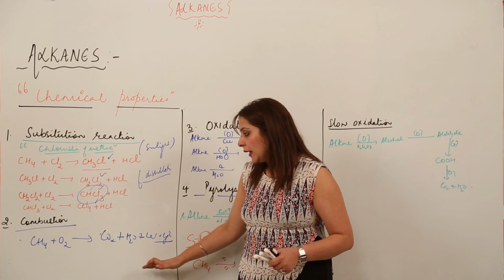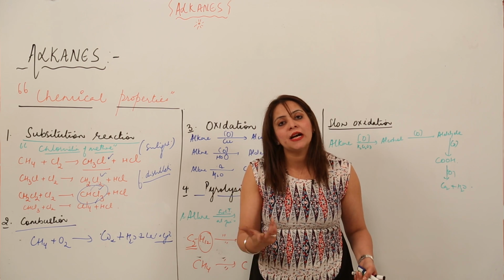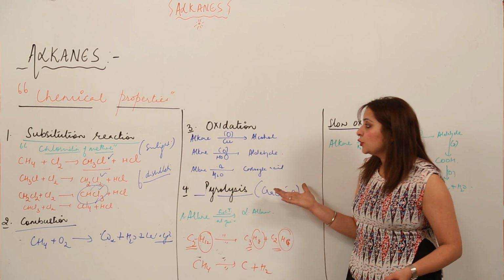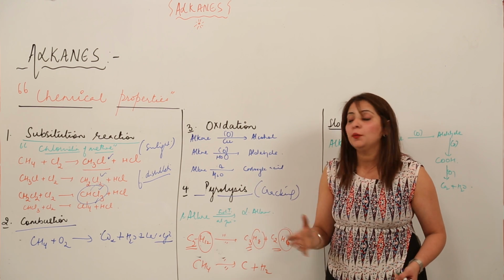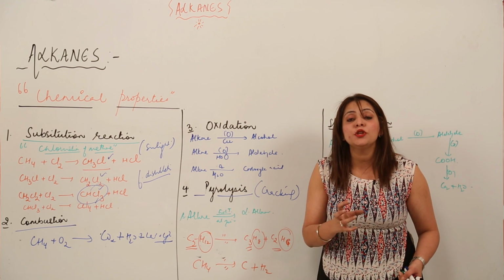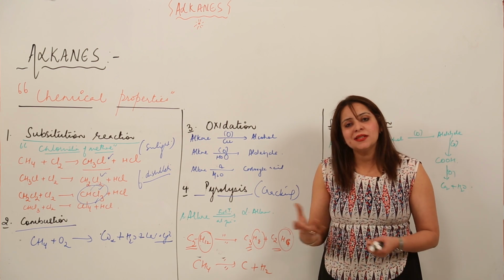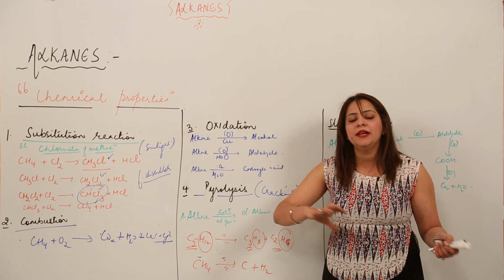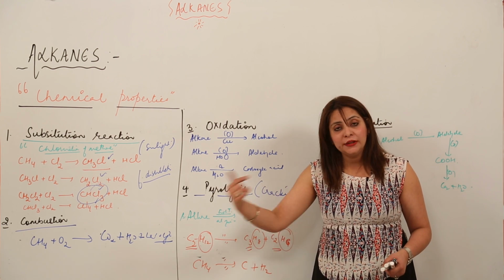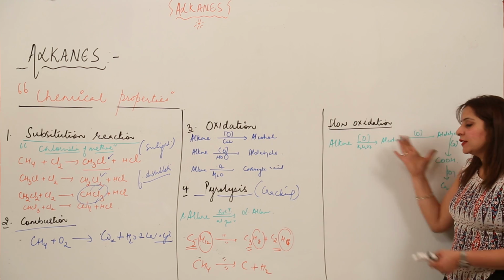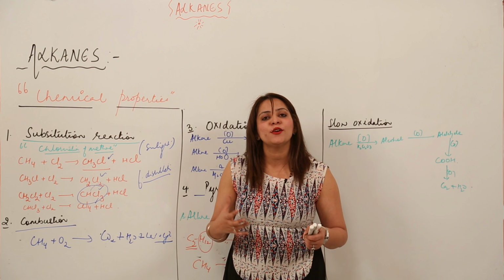Combustion again is burning, because it is formed of hydrocarbons. Obviously you are going to get carbon dioxide and the water molecule. When we talk of oxidation, we get different products depending upon the catalyst we use. So you need to remember the catalyst, right. Pyrolysis is the breakdown. This is very easy. You just need to break down the bigger alkane into the lower, and keep in mind it should satisfy the number of carbon and hydrogen on the left and the right side. And this is the slow oxidation process. So these are the chemical properties of the alkanes.